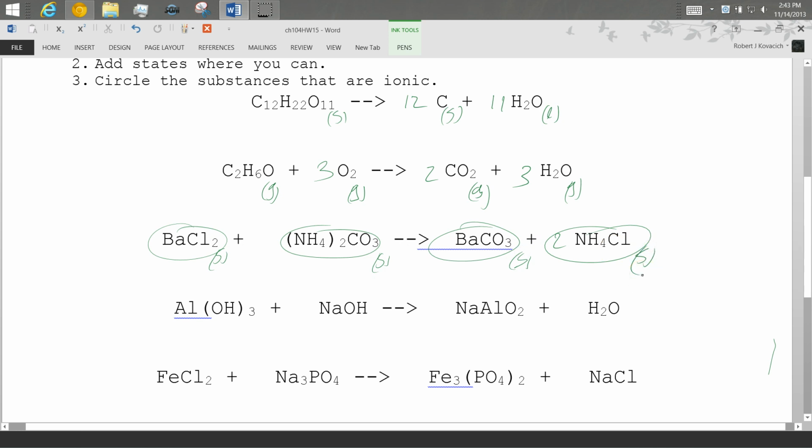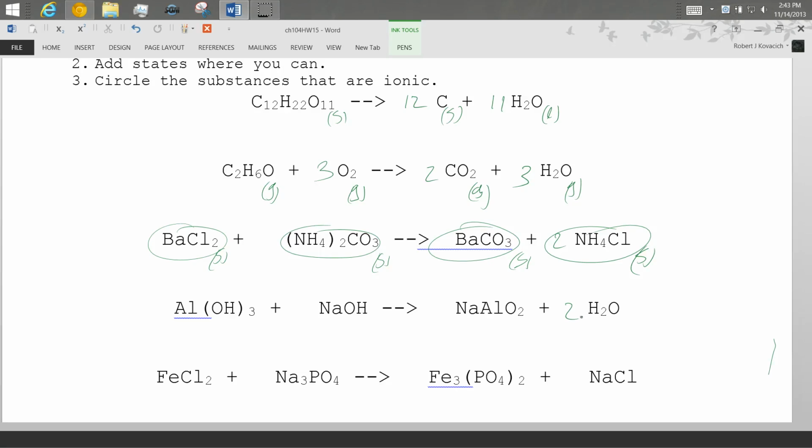Okay, balance. I've got an aluminum, and the aluminum is balanced already, so that's easy. The sodium's already balanced. So let's go to the H's. I've got 4 H's on the left and 2 on the right. So if I put a 2 in front of the water molecule, everything's balanced except for the O's, and they might be balanced. So I've got 3 oxygens in my aluminum hydroxide, 1 in my sodium hydroxide, and then I've got 4 over there. So I'm good. All right, another easy one.